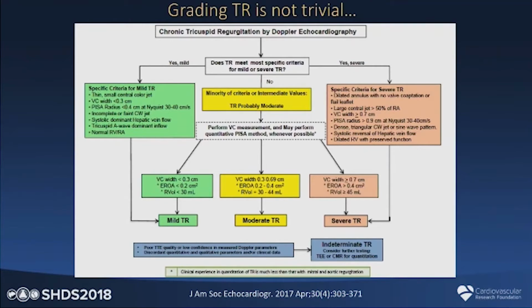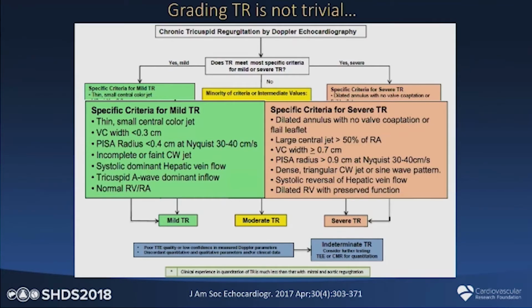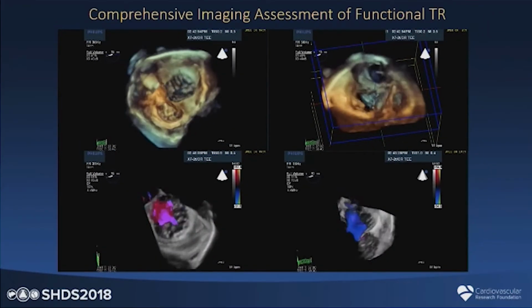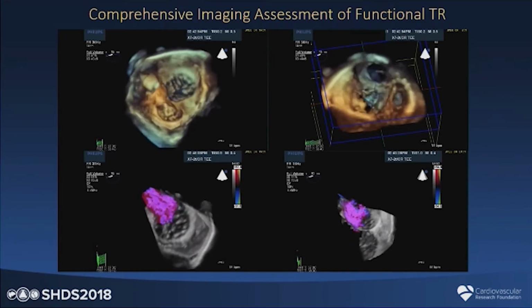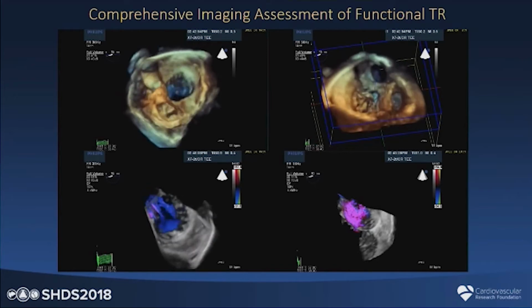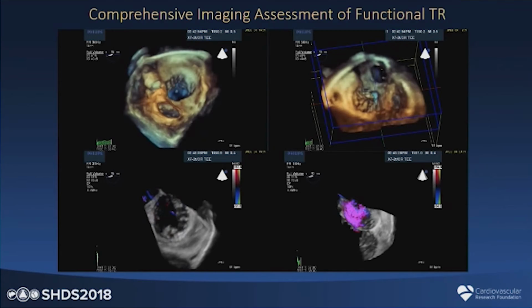Now, grading TR is not trivial unless it's trivial. If you look at severe and moderate, that's where it's more difficult. And we really work based on exclusion of certain criteria, and I highly recommend this guideline paper that came out in JASE in 2017. For a functional TR case, you may appreciate on the right upper image how the leaflets of the tricuspid valve are pulled towards the apex of the right ventricle, causing significant TR as seen at the bottom in 3D color.